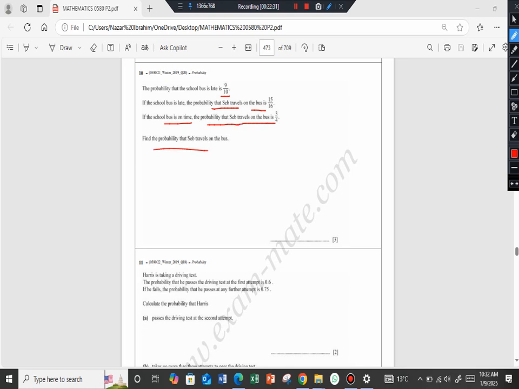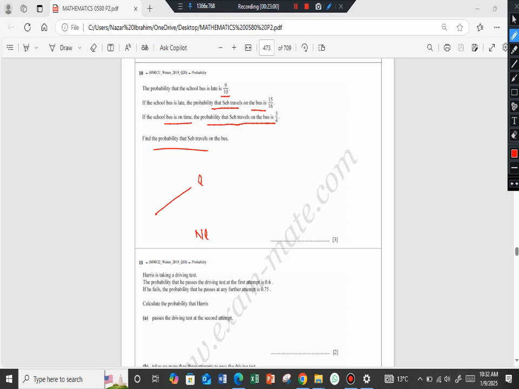Now there you can see that there are two things involved. Two events are going on, late or not late. And if the school bus is late, he will travel by bus with this probability. And if the bus is on time, there are some events too. So when we have 2 or 3 events, we try to go on with the tree diagram. So the first is late, not late.